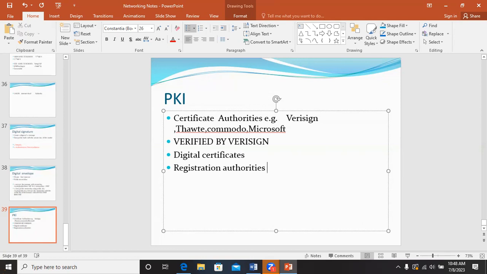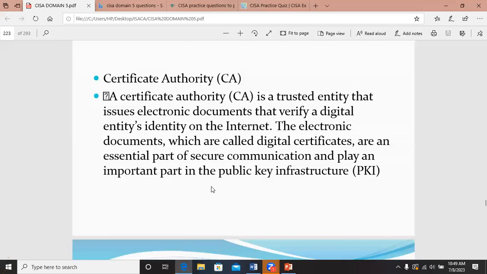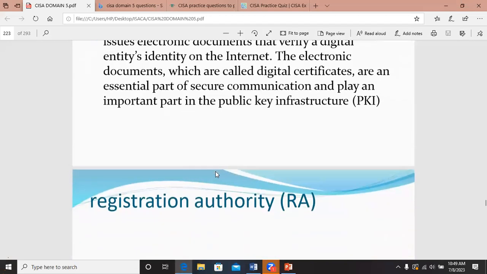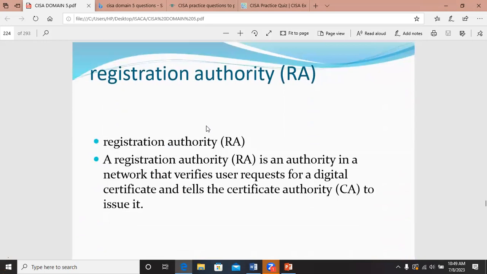We have checked that everything they fill in the form is accurate. Confirm their head office, confirm their management, confirm their certifications, accreditations, confirm their products, that they are not lying. So based on that, the certificate authority can issue the digital certificate. Basically, the certificate authority is a trusted entity that issues electronic documents. I've talked about the registration authority.